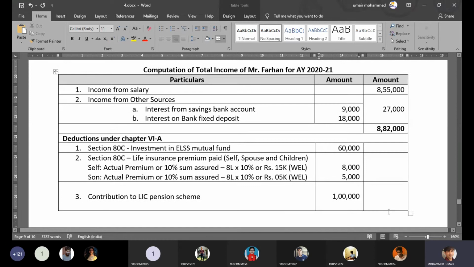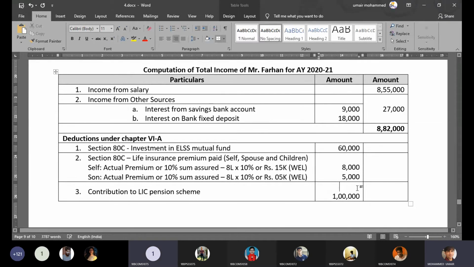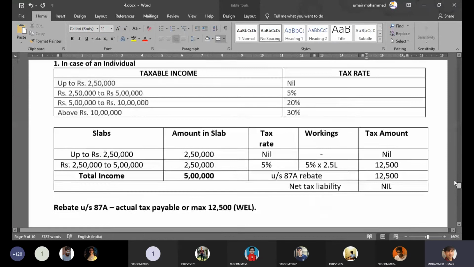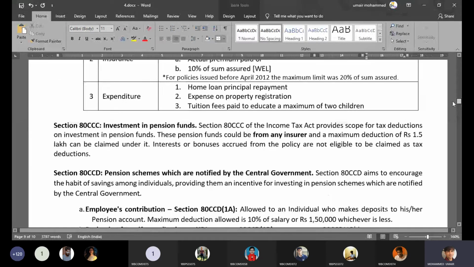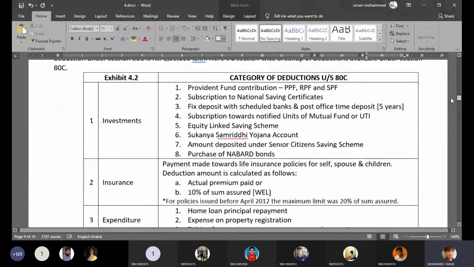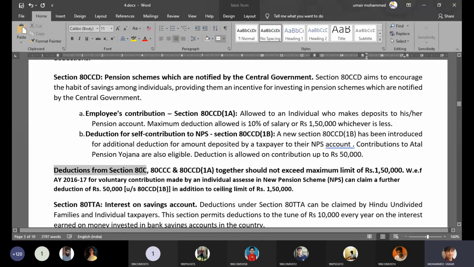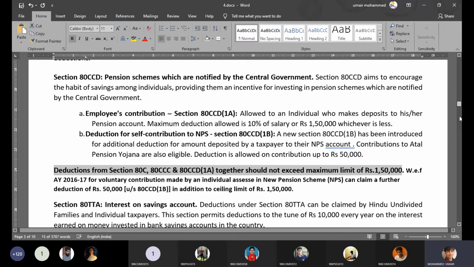Now, what is the rule which needs to be followed? I just mentioned it to you. Yeah. 8 lakh into 10% is 80,000, right? 80,000 or 15,000, whichever is less. Okay, now let's look at the rule, what I was discussing here. What's the maximum quantum of deduction allowed as per section 80CCC? The data is here. Deduction from section 80C, 80CCC and 80CCD(1) together should not exceed 1,50,000. So this rule needs to be applied here also.